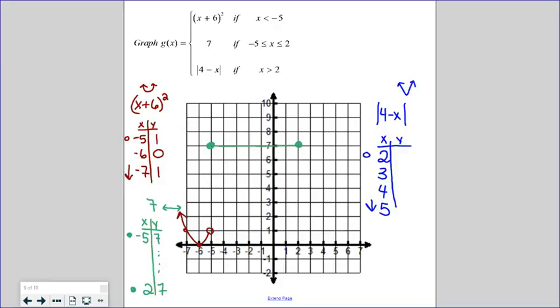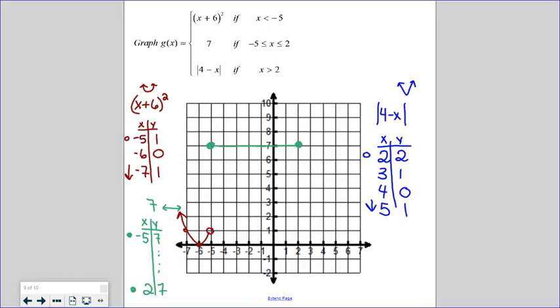As I plug those in there, 4 minus 2 is 2. 4 minus 3 is 1. 4 minus 4 is 0. If I stopped there, we would not have seen the shape. So keep going. 4 minus 5 is -1. Absolute value of that is 1. That's where the V started happening in this one.